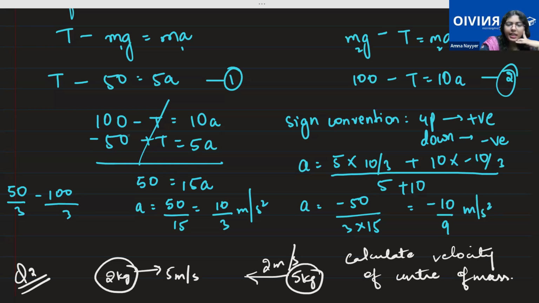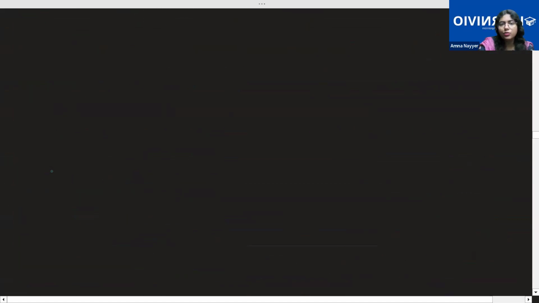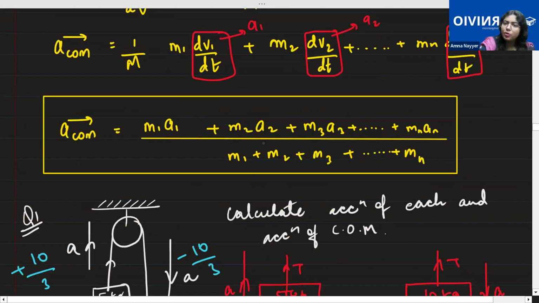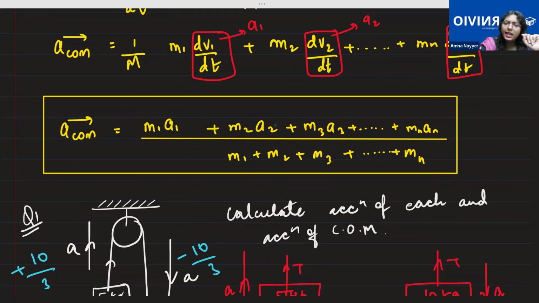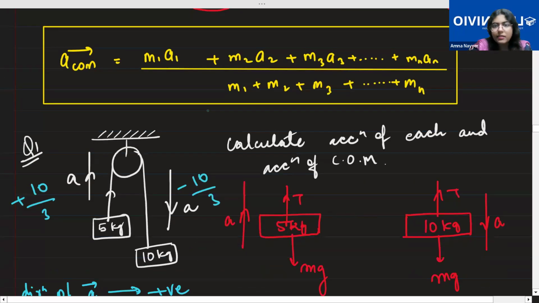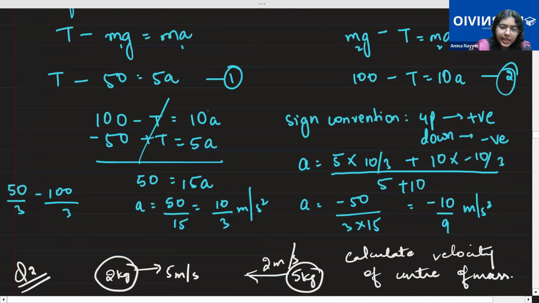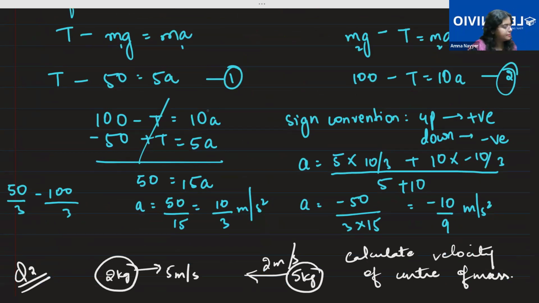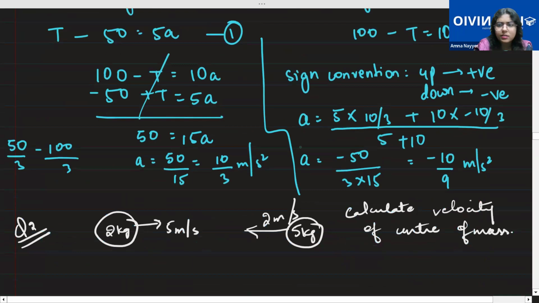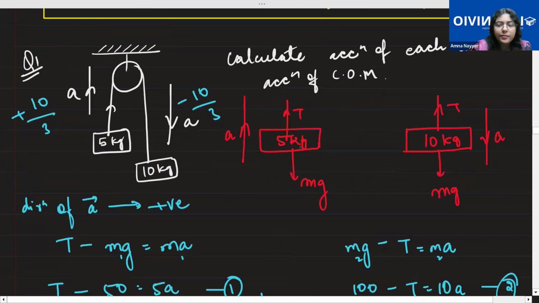We've used the same formula, M1A1 plus M2A2 divided by M1 plus M2. The difference was that for A1 and A2 we chose one as positive and one as negative because the accelerations were in opposite directions. If they weren't in opposite directions, then we would have taken both of them positive. Got it? You need to mention the sign convention in these kinds of questions. Is it clear, Zara? Yes, ma'am, it is. Please write it properly.